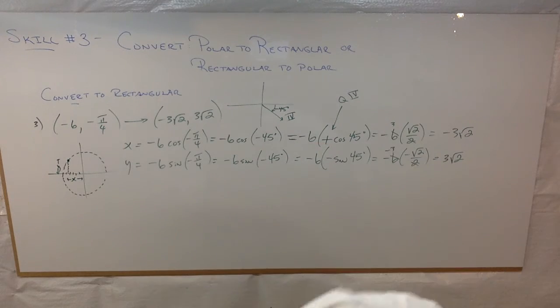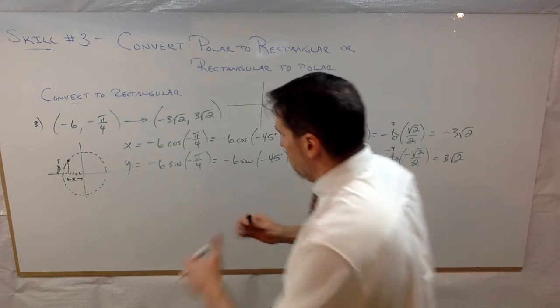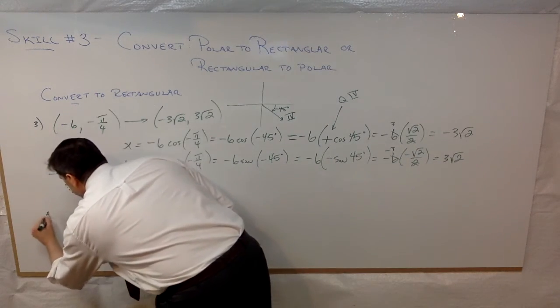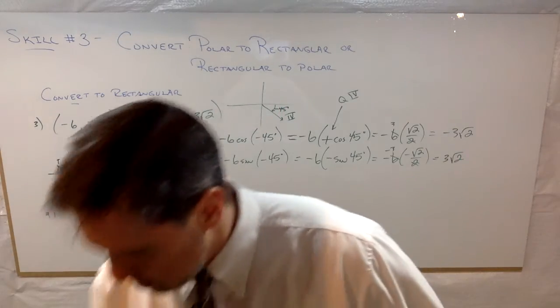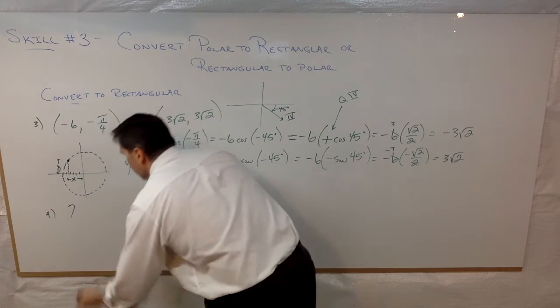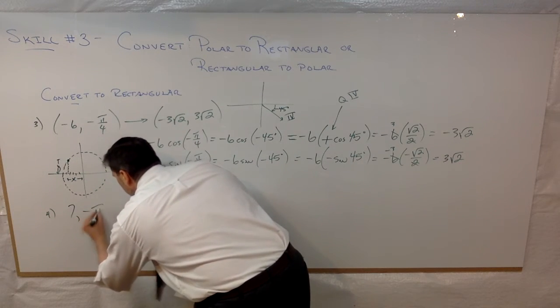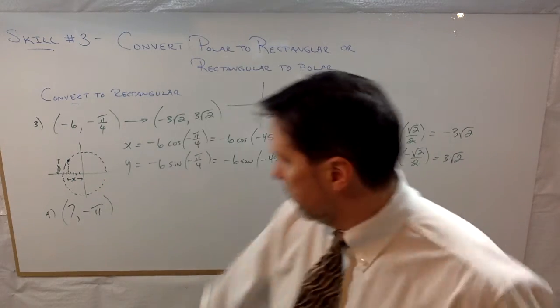All right, let's see if we can sneak in one more. Number 4. Can you see down there? Yeah, you can. All right, just a special one. I already gave it away, but we say 7, comma, negative pi. All right, so 7, comma, negative pi.